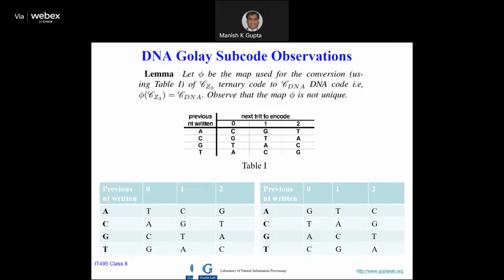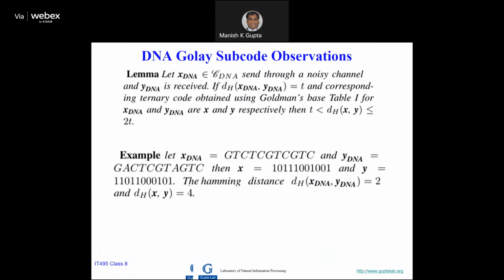First of all, this map is not unique. There are many other maps possible, so you can use any one of them, and they have the same properties actually. First property: if you take X DNA, a codeword, a string of ACGT, you are about to send it through a channel. I mean, you are going to store it, and some errors happen, and Y DNA is received. Now, suppose T errors have happened, right? So the distance between these two will be T. The Hamming distance will be T, right? T bits are flipped. Okay.